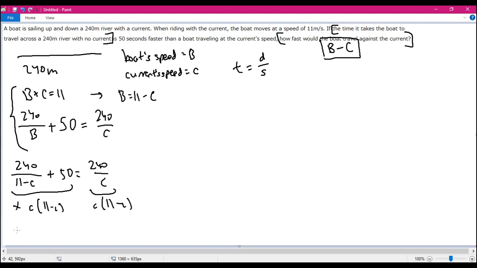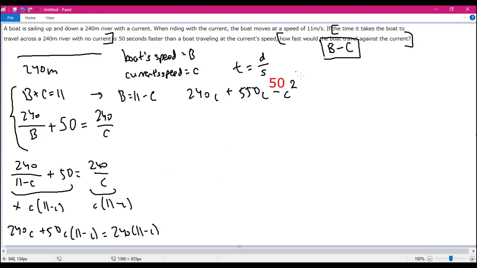This 11 minus C cancels with this 11 minus C, so we have 240C. This 50 cancels with neither, so we have 50C times 11 minus C. This C cancels with this C, so then we have 240 times 11 minus C. Clean this up a bit: 240C plus 50C times 11, that's 550C. 50C times negative C is negative C squared. 240 times 11, there's a trick when you multiply by 11. This is 24 times 11. So we do 24, and then the sum is 6, so we stick that in the middle. And this is 2640, there's a 0 here. And we have minus 240C.